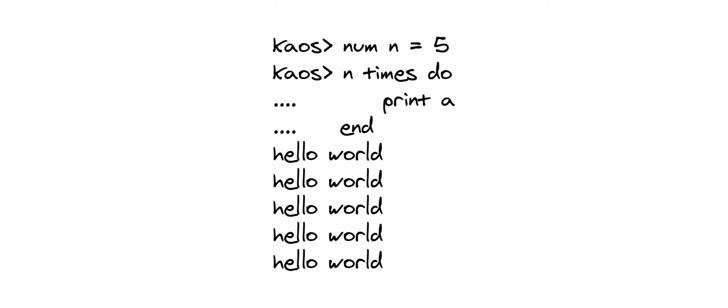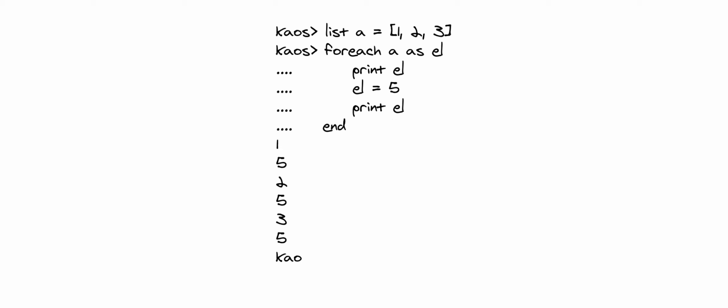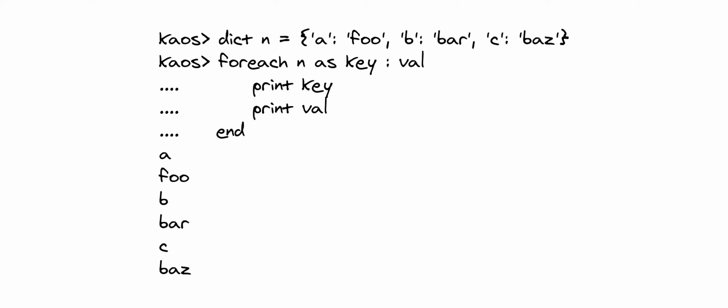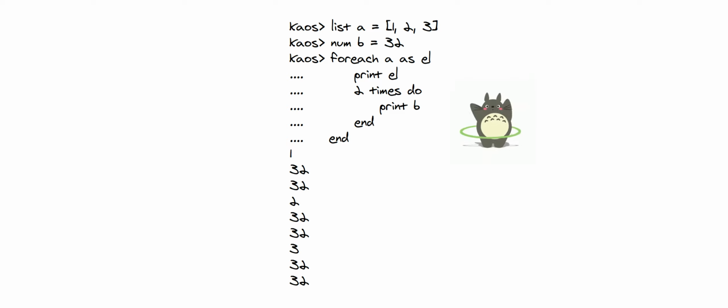You can also use a number type variable to specify the iteration count. There will also be an infinite keyword to achieve infinite loops if it is really necessary. For each as can be used to iterate over the elements of a list or a dictionary. We'll also support nested loops.